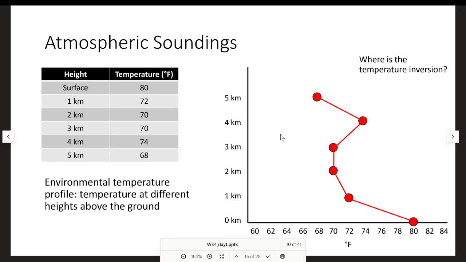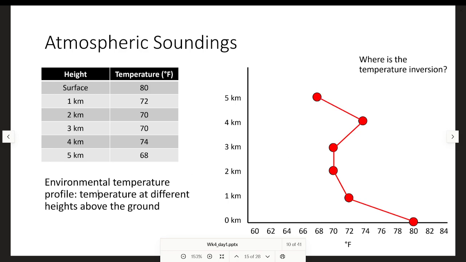Here we have the environmental temperature profile, so the balloon's measuring the environment, and then the parcel data will be estimated based on how the parcels work, like following the dry adiabatic lapse rate and then following a moist adiabatic lapse rate once it condenses. But this is the environment, so it can look all wonky, it can look all crazy. And this is it plotted, so it starts at 80, and then by 5 kilometers it's down to 68 degrees.